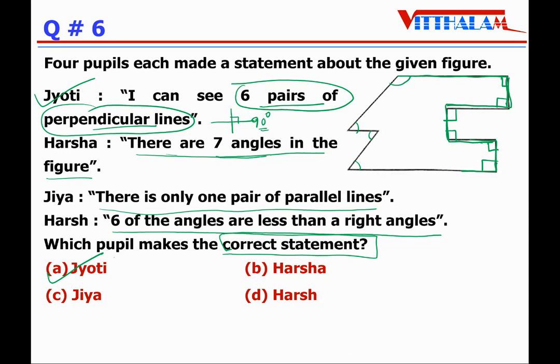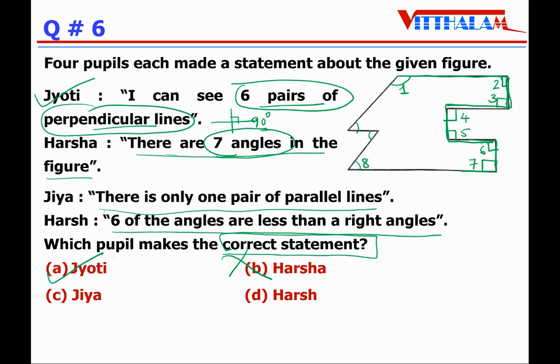There are seven angles in the figure. So let's count how many angles. This is first, second, third. Even if I see the outside exterior angles, this is fourth, fifth, sixth, seventh, eighth, and further there. So what Harsha said is wrong. It's not the correct statement.